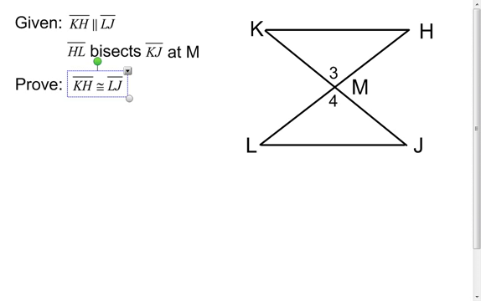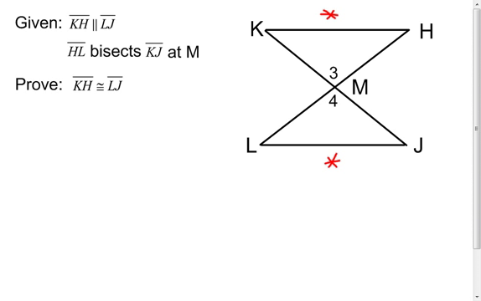So I'm trying to prove that segment KH is congruent to segment LJ. That's where I'm trying to get. Now I look here and I have 2 triangles. So my thought process first says, well, if I could somehow prove that the triangle up on top is congruent to the triangle on the bottom, I would then know that those 2 corresponding sides of the triangles will be congruent. So my first goal is to prove the triangles are congruent.